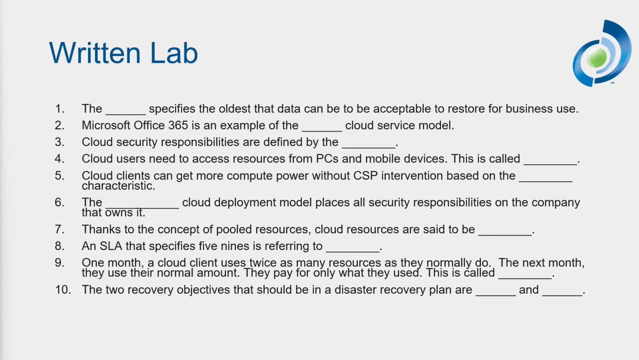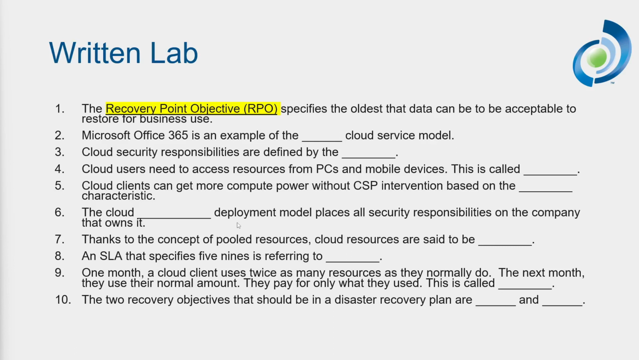Number one, the blank specifies the oldest data can be to be acceptable to restore for business use. We just went over this, so we know this is the RPO, or the Recovery Point Objective. Number two, Microsoft Office is an example of the blank cloud service model. So we're talking about Office 365, Google, those things. What is that? Software as a service.